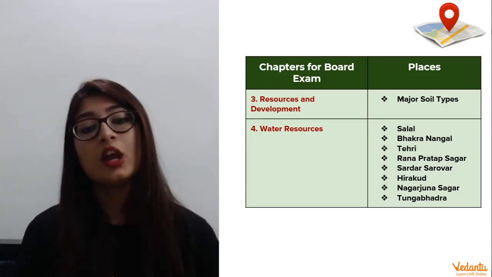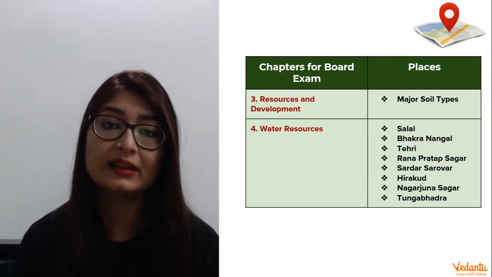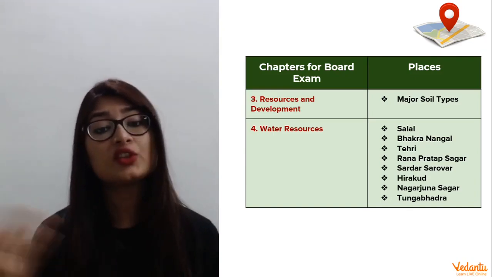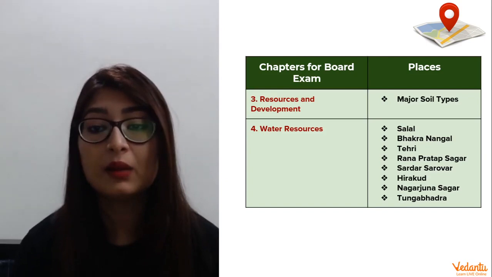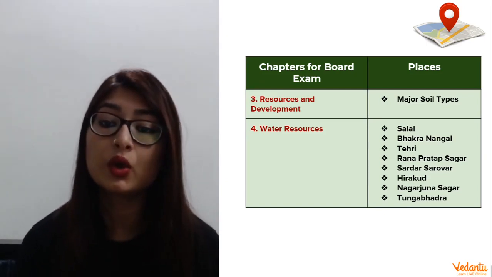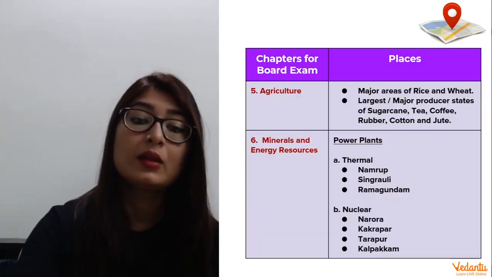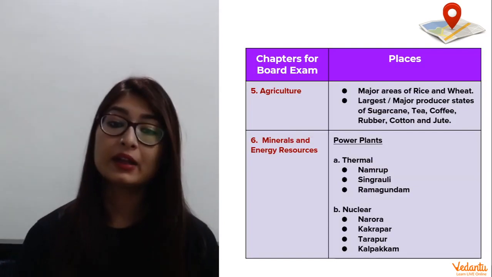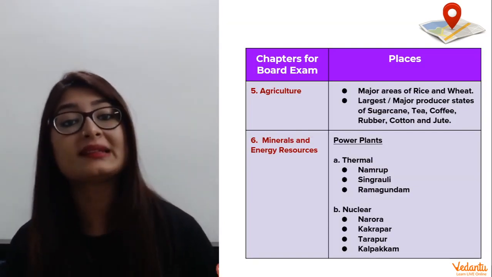Water resources. So over here, as we know, in this chapter only map items are there. So these are the items that we majorly need to focus on. Okay, so we have to identify Salal, Bhakra, Nangal, Tehri, Rana Pratap Sagar, Sardar Sarovar, Hirakud, Nagarjuna Sagar, and Tunga Bhadra.